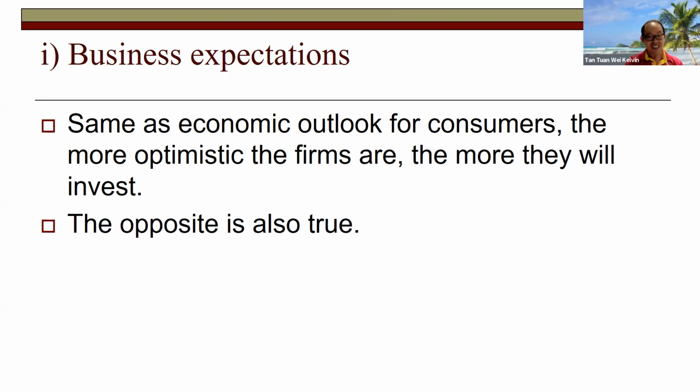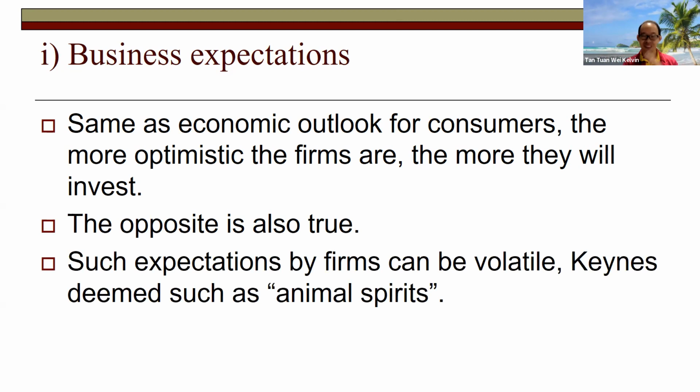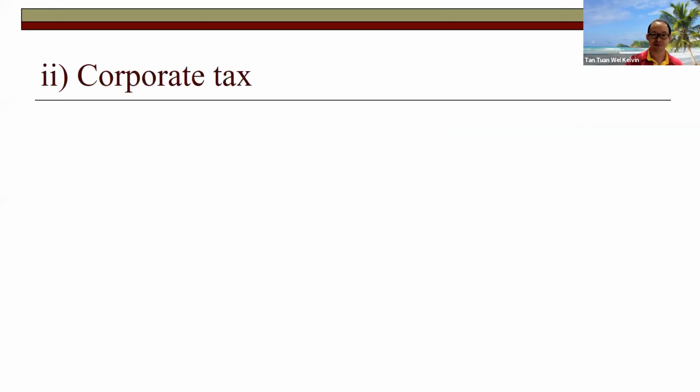The opposite is also true. The more pessimistic firms are, the less they will invest. Such expectation by firms can be rather volatile. Firms can suddenly be optimistic, suddenly be pessimistic. No one knows why. So in the real world, in many countries, the I component is very volatile. John Maynard Keynes, the economist that taught most of these macro econs you are learning now, deemed this as animal spirits. I realize it appears in your notes. This is what it means.